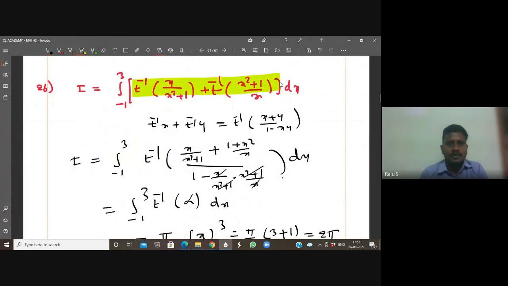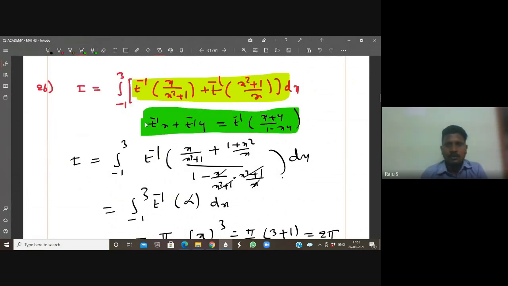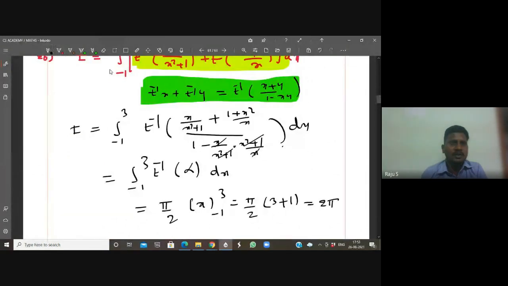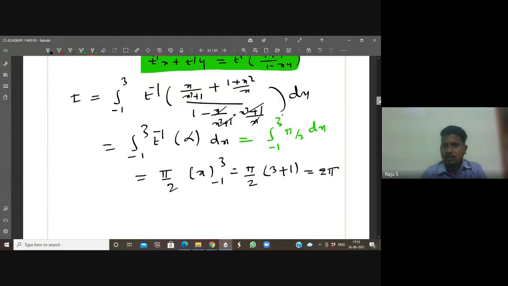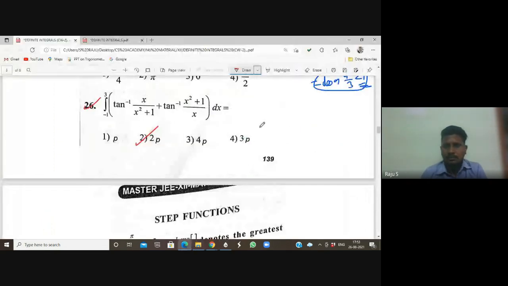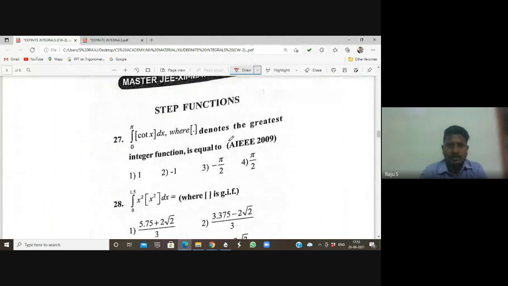First of all, it is in the form of tan inverse x plus tan inverse y. There is a property for this. Apply this property. The denominator becomes 0. Something by 0 is infinity. Infinity value is pi by 2. Pi by 2 I am taking outside. Then the integral of 1 is x. Okay. Got it.